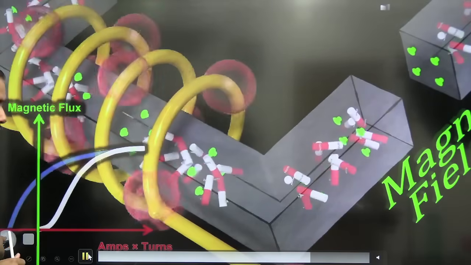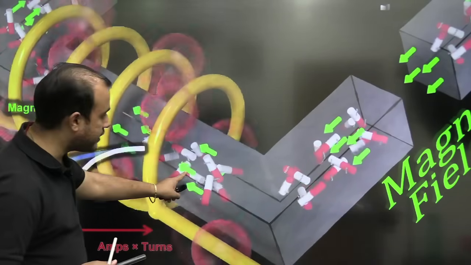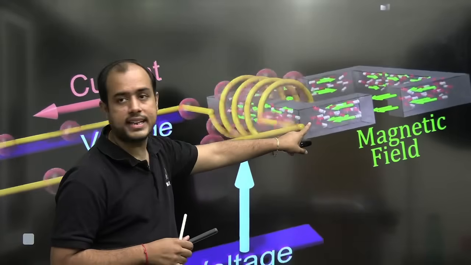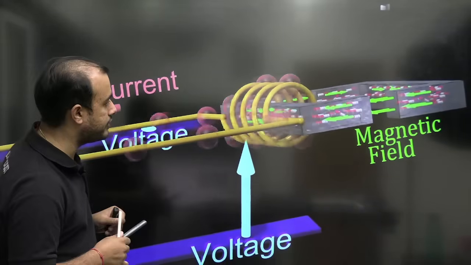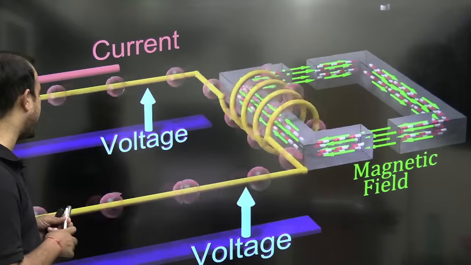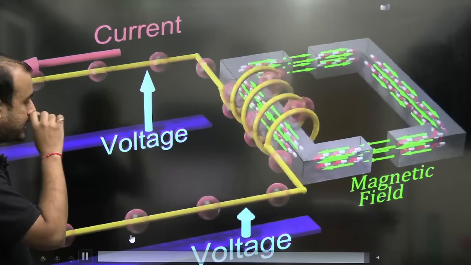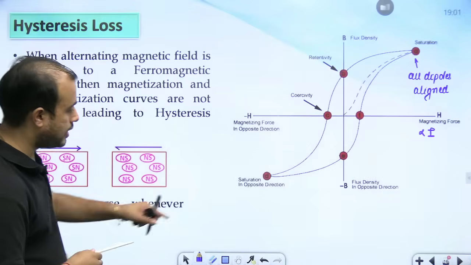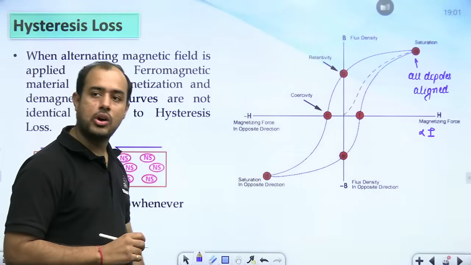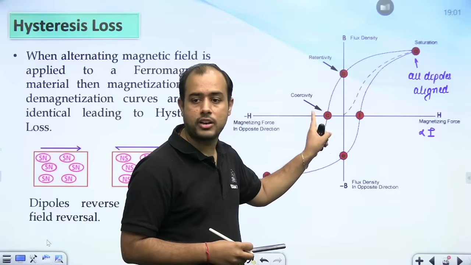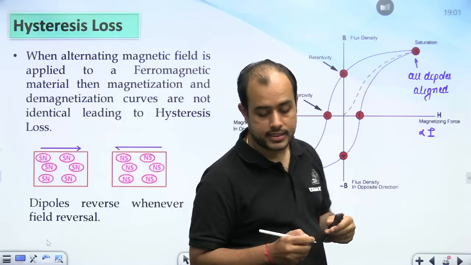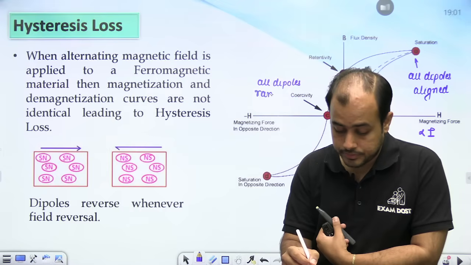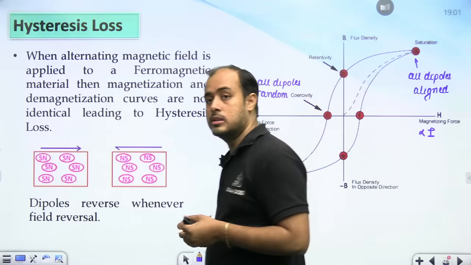So if you see, you keep on increasing the current in the negative direction, magnetic field reverses, the dipoles will start to reverse, and once 100% of the dipoles reverse, you will get saturation in the reverse direction. तो आपको saturation reverse direction में मिल जाएगा. So this is the point where all dipoles become random and flux density is zero. ठीक है. Okay, all dipoles are random.